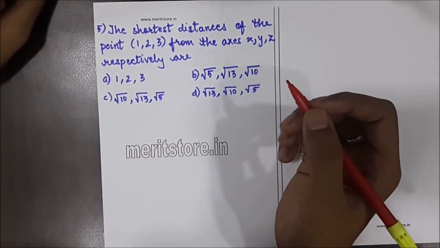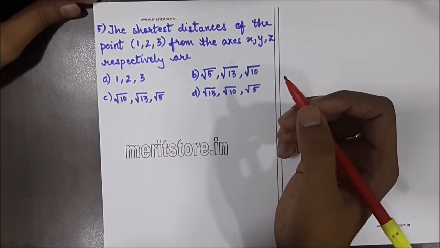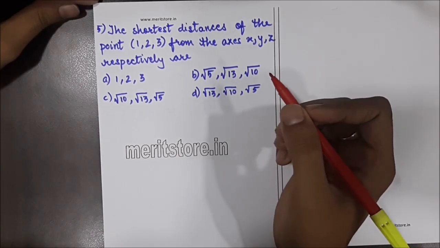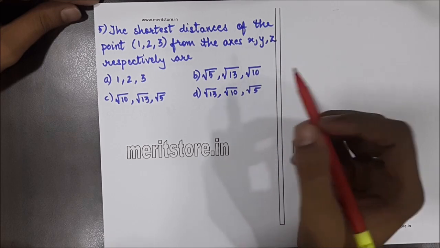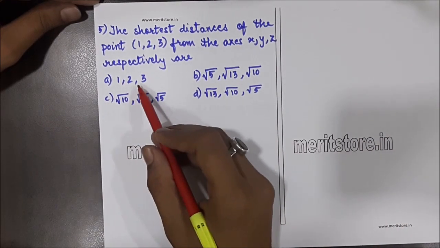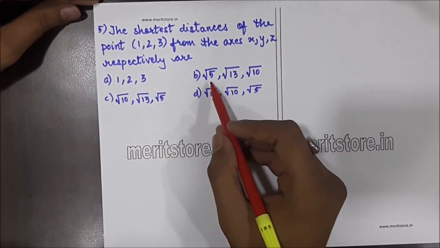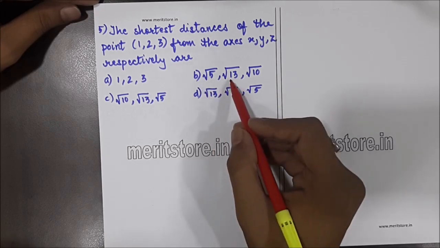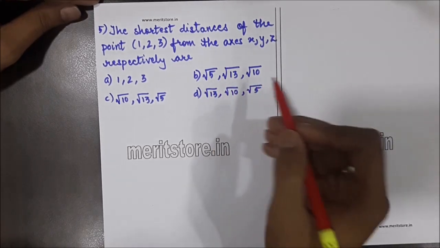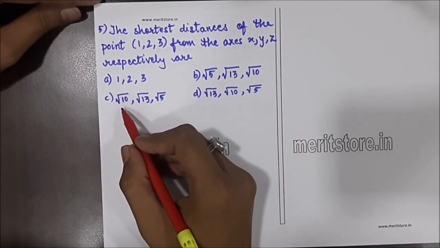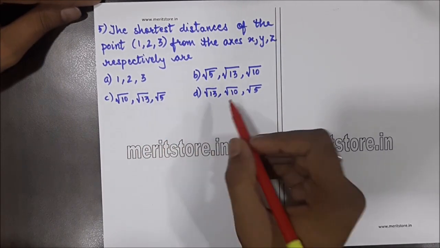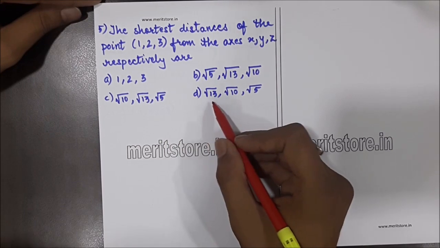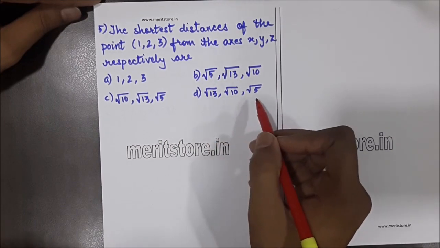Question 5. The shortest distances of the point (1, 2, 3) from the axes X, Y, Z respectively are: option A, 1, 2, 3; option B, under root 5, under root 13, under root 10; option C, under root 10, under root 13, under root 5; option D, under root 13, under root 10, under root 5.